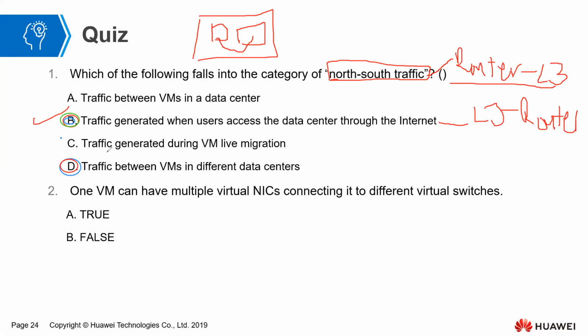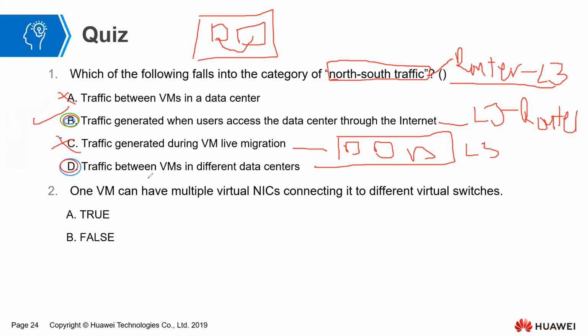Okay, so let us also look at option C. Traffic generated during virtual machine live migration. Remember, live migration happens within a cluster, isn't it? Within a cluster of different hosts. So necessarily there can be traffic which does not require a layer 3 device. It just needs switching, isn't it? So this answer is also left out. Remove it from our options. Let us look at D.